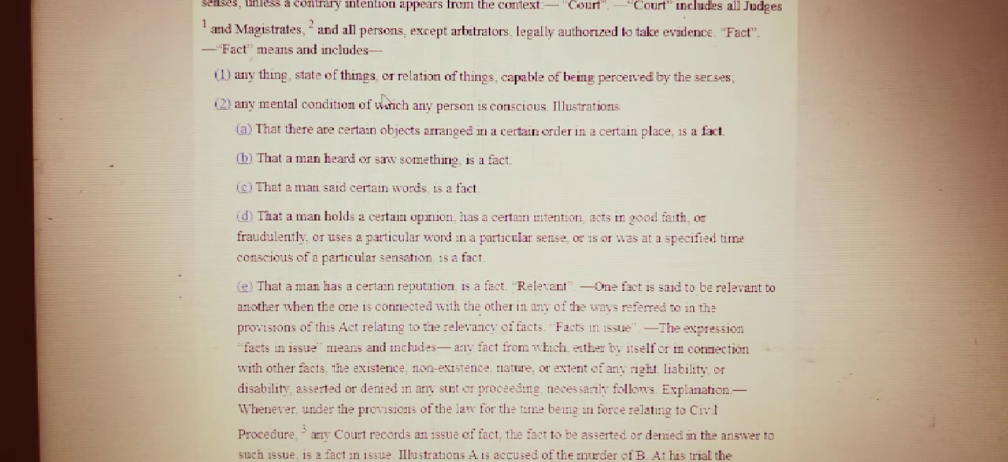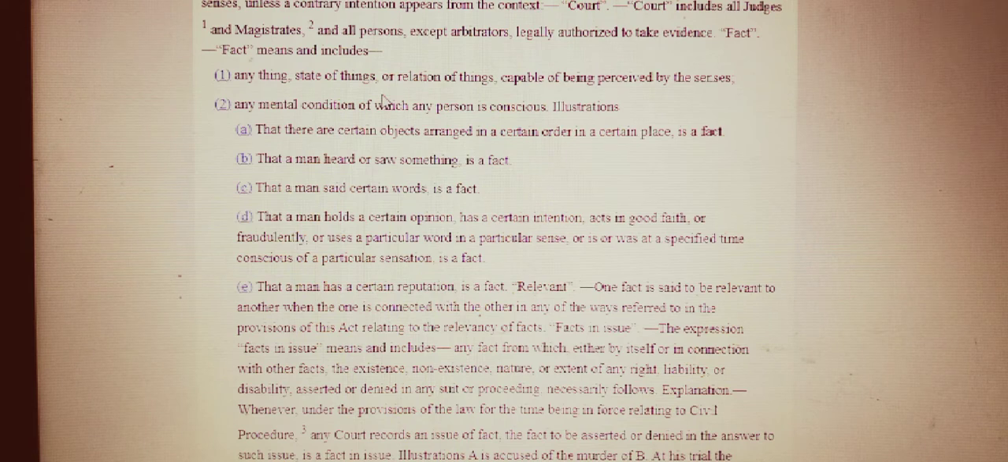ठीक है. That a man has a certain reputation is a fact. कोई एक X बंदा है, किसी के दिमाग में है कि वो यार अच्छा बंदा है, वो सबकी हेल्प करता है. मैंने अपने दिमाग में धारणा बना रखी है कि वो X एक अच्छा बंदा है, उसकी अच्छी रेपुटेशन है मेरे दिमाग में. तो it is also a mental fact.